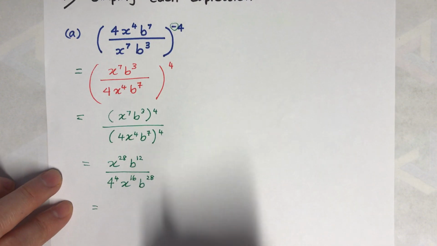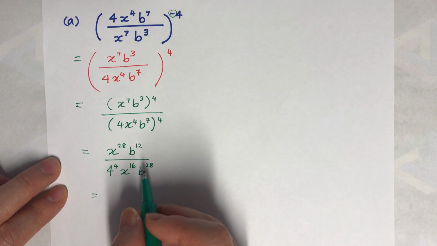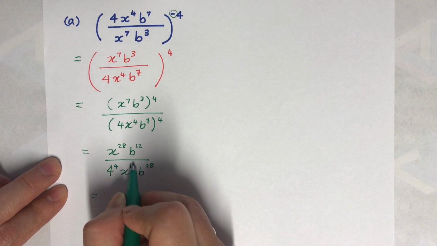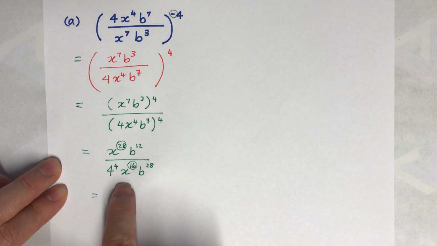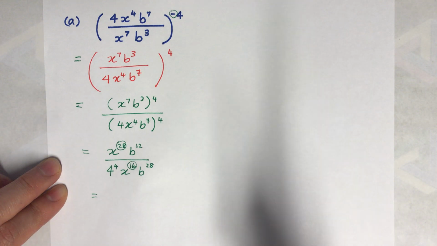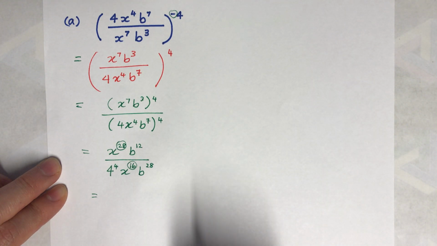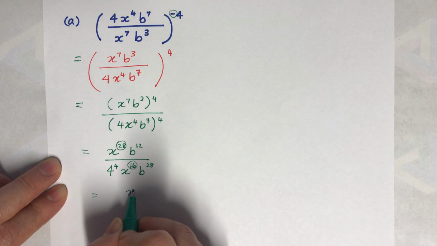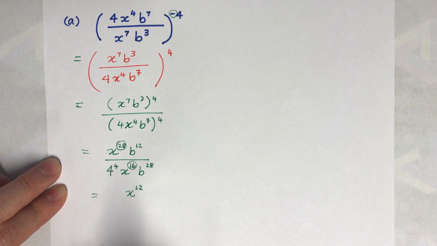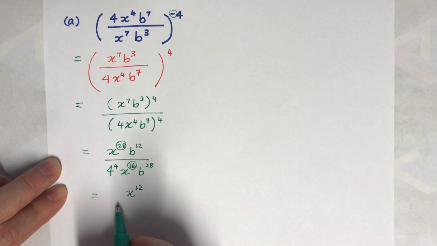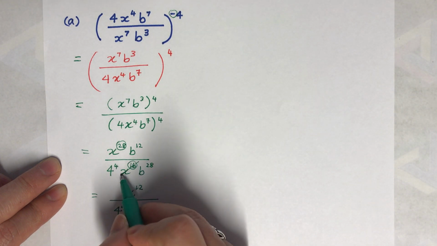Okay, so need to tidy it up a little bit. So I'm going to deal with this first. So there's 16 x's on one side and 28 of them on the other, and now I can cancel out. What I have left is on the top, because there's more of them on the top. So x to the power of 12 here. And 4 to the power of 4, so leave it. It's all gone, this one.